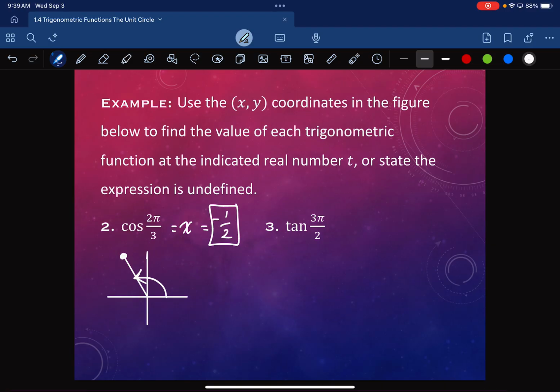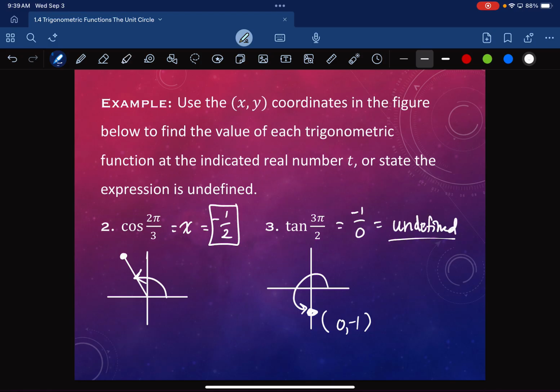So where is 3 pi over 2? 270 degrees. It's all the way down here, right? Yes? What's the ordered pair down there? 0, -1. And tangent should be the y over x. So -1 over 0. And what is anything divided by 0? Undefined. It's not 0, it's undefined.